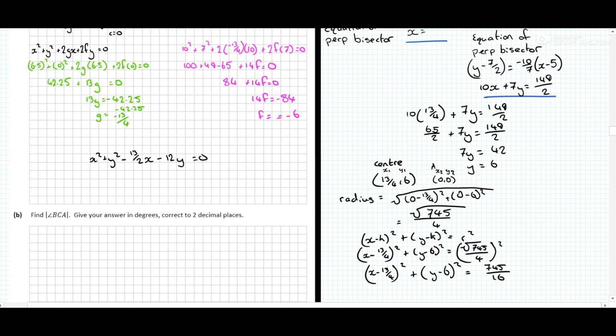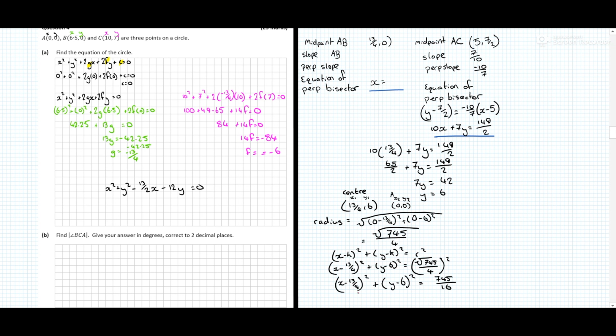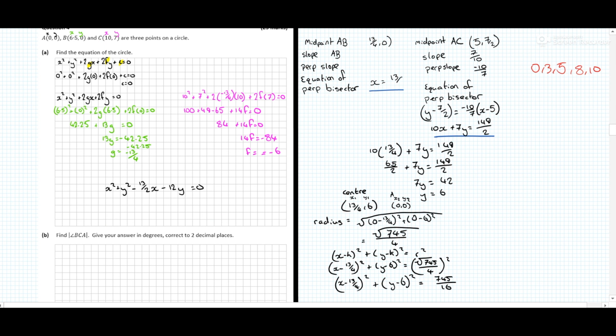Both answers are acceptable. You can leave it here. In the marking scheme, they accept that this is a perfectly valid answer. I would generally say to multiply it out. I'm not, just for time's sake, going to multiply it out. I trust that you can multiply out brackets yourselves. Points for the question: 0, 3, 5, 8, 10. I'd highly recommend that you know that way, but also being able to figure your way around it like this is really, really important as well. And what did I say? The perpendicular by 13 over 4. It's just missing there.